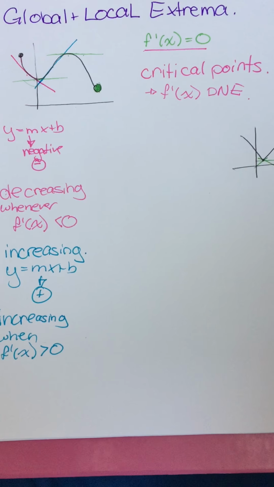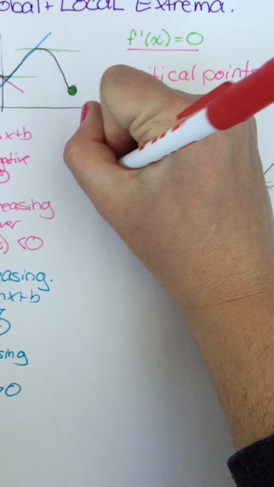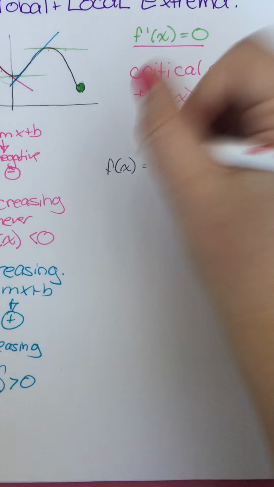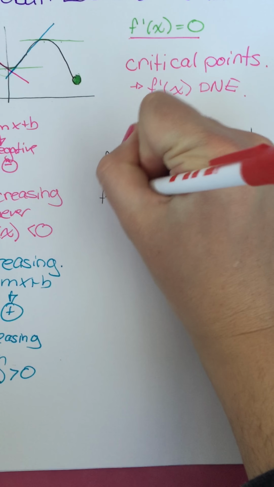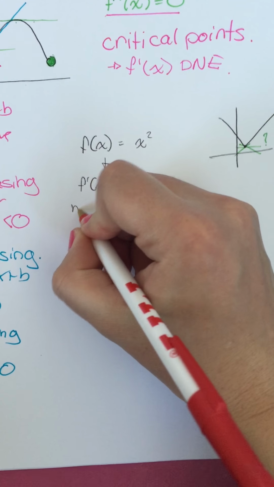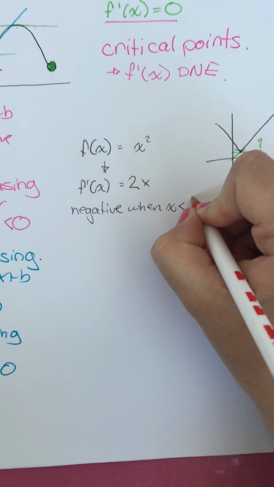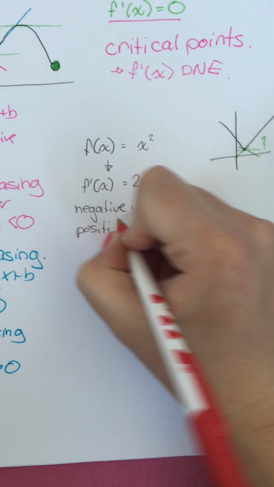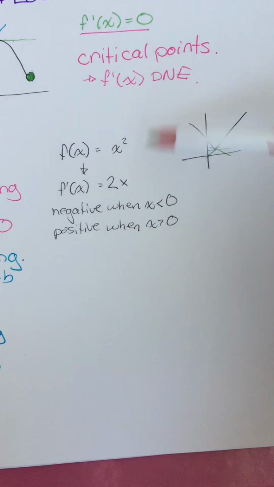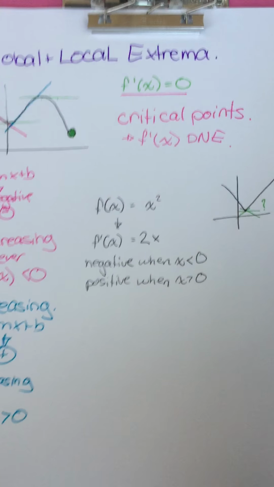And notice that a function has a derivative. So say f of x is equal to x squared. Okay? Well, if we take the derivative of that, we have 2x. Well, 2x is going to be negative when x is less than 0, and it's going to be positive when x is greater than 0. So we have to take into account that this is going to change at different points. At the critical points, in fact, is where this actually changes.